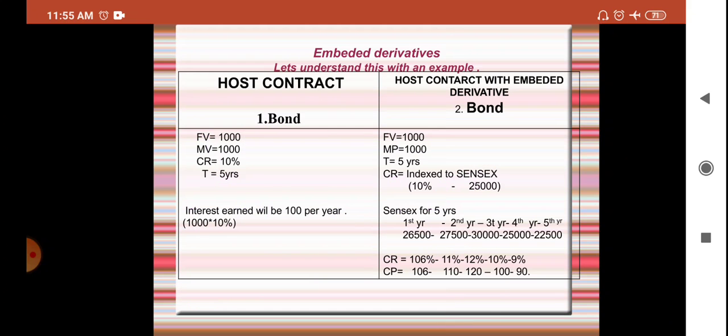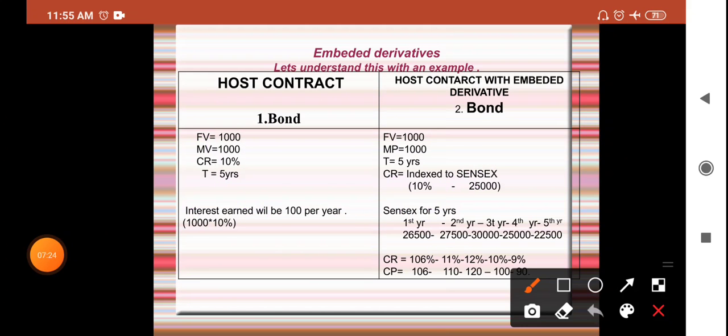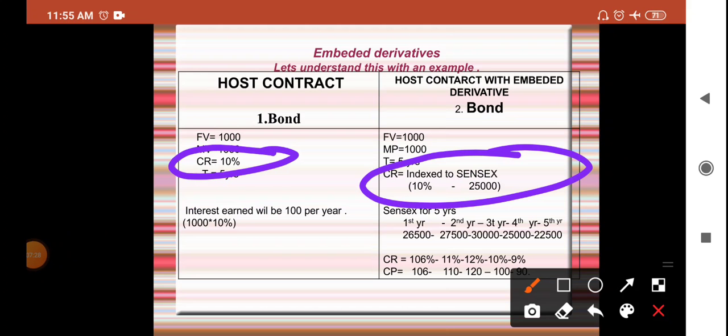So here the interest is depending upon something else. We have fixed our interest on the Sensex. So here embedded means fixing.